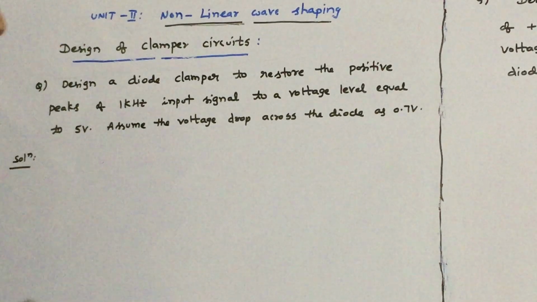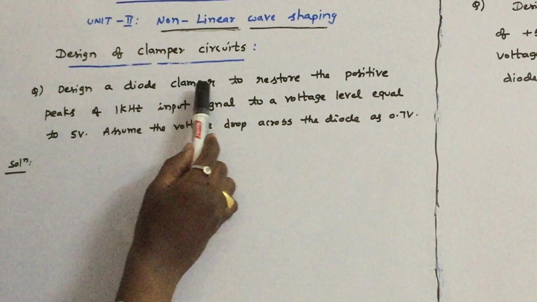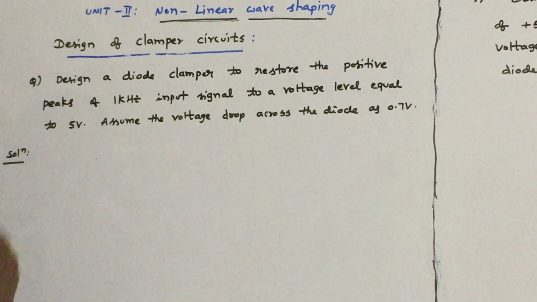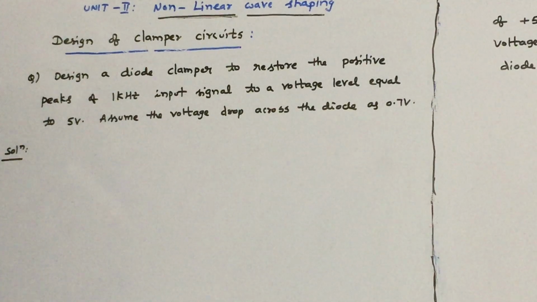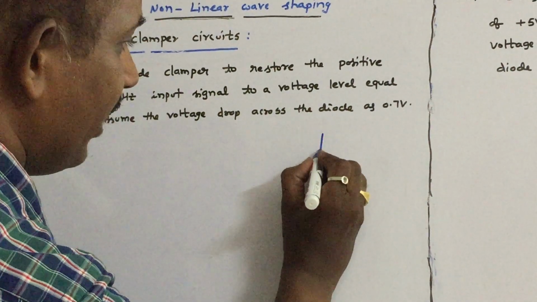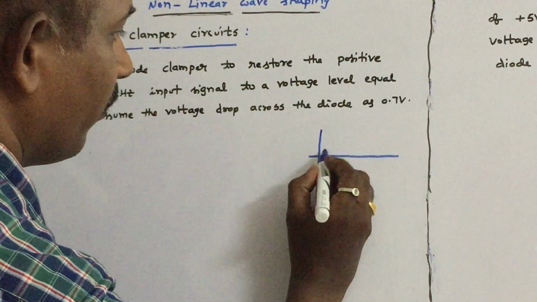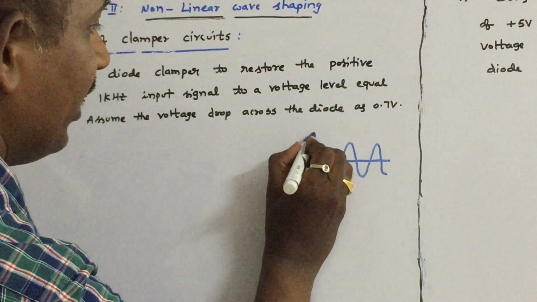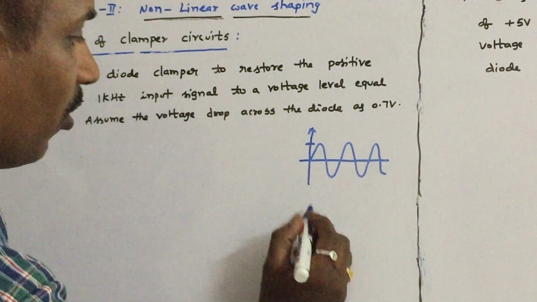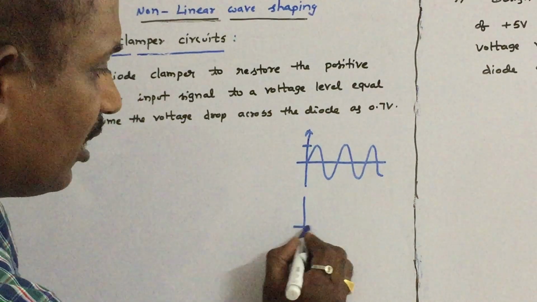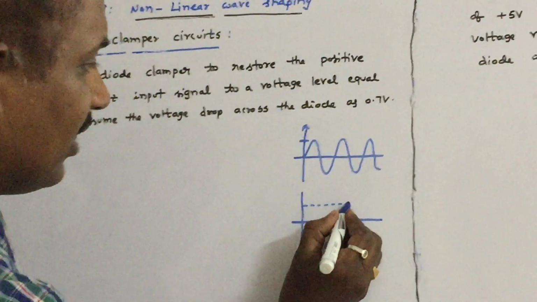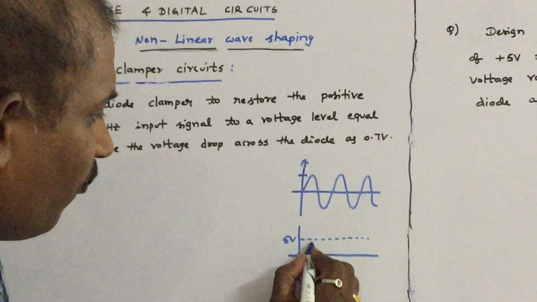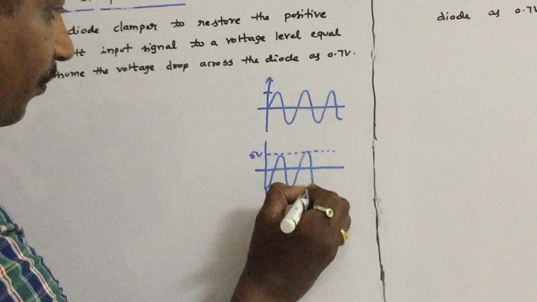So what is given? It is given that we design a diode clamper to restore the positive peaks of the input signal to a voltage level equal to plus 5 volts. For example, say this is your input signal. So what is asked? It is asked to restore these positive peaks. That means we shift these positive peaks to a reference level of 5 volts. So this is what is asked. So that means the waveform will come like this.